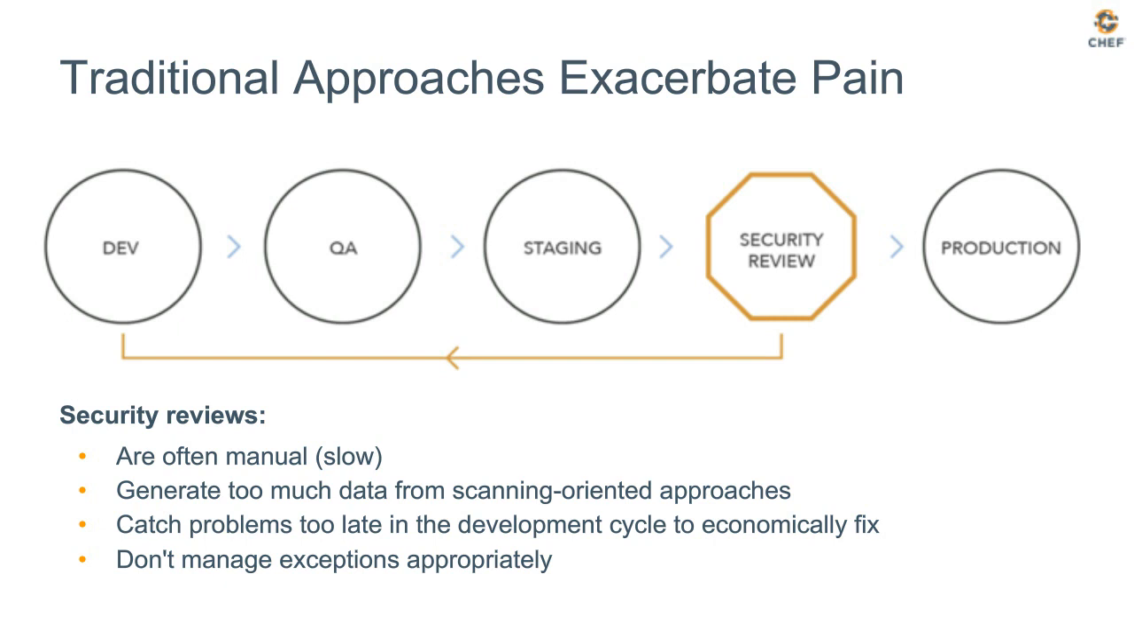And then any addressable needs will be pushed out to the developer or testing team, who once more reprocess their efforts. These security reviews are often manual and slow and generate too much data from scanning-oriented approaches. So they catch problems too late in the development process to fix economically, where it's a lot easier and faster to fix those when you're working through the development. So how do you see this waste of time being improved?